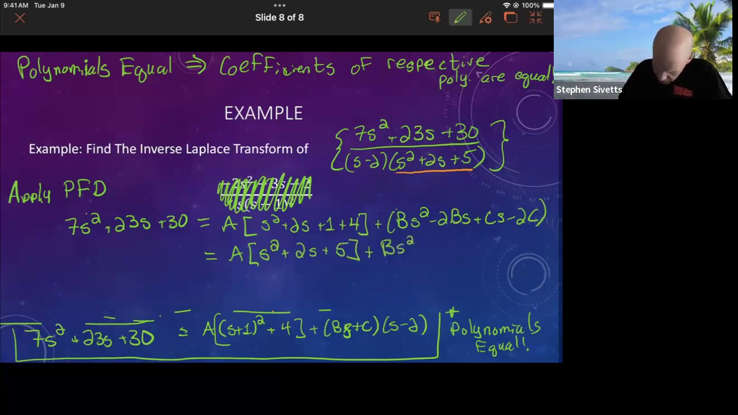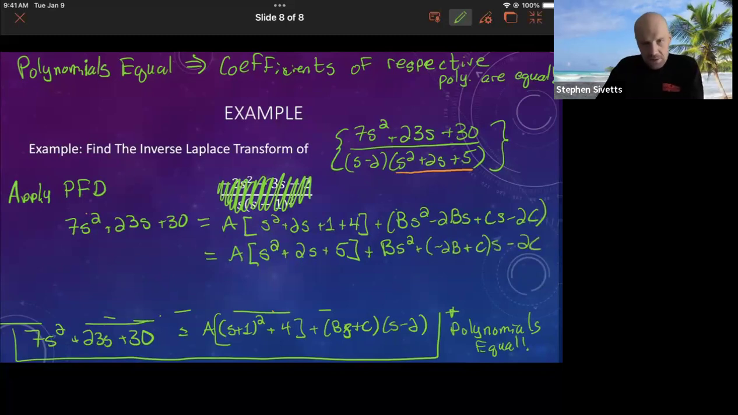b s squared, minus, I should say plus minus 2b plus c times s minus 2c. Okay, minus 2c. And so from this point, we're going to gather all of the s squared terms, the s terms, and then the constant terms on the right-hand side as three separate groups.